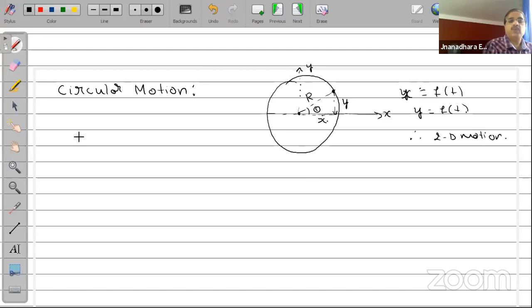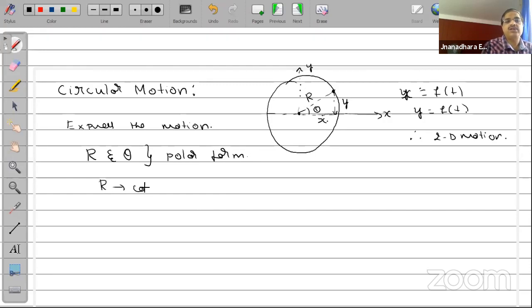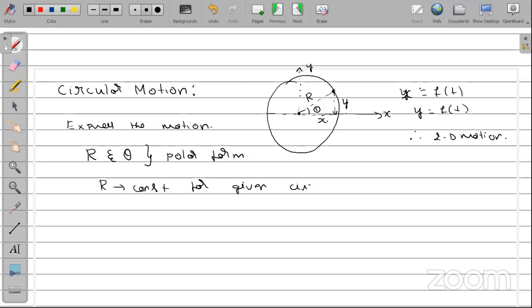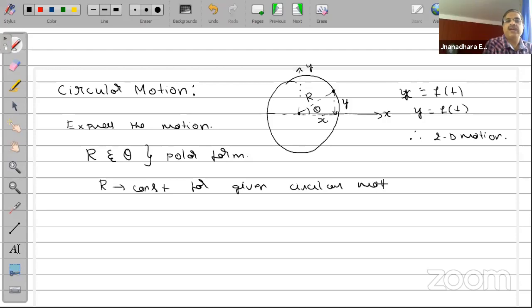But the way we are going to express the motion will be in terms of r and theta. We call this the polar form. I will try to express everything in terms of r and theta. But mind you, r will be a constant for a given circular motion. So what will vary is only the angle. Theta is the only variable in case of a circular motion.